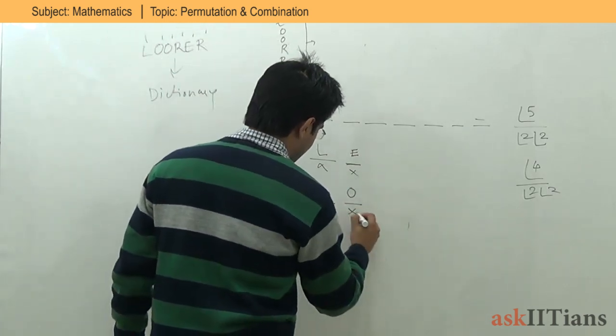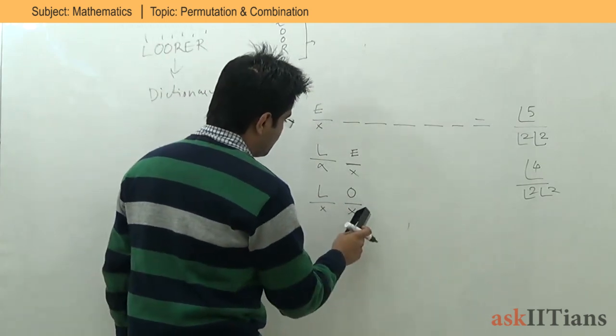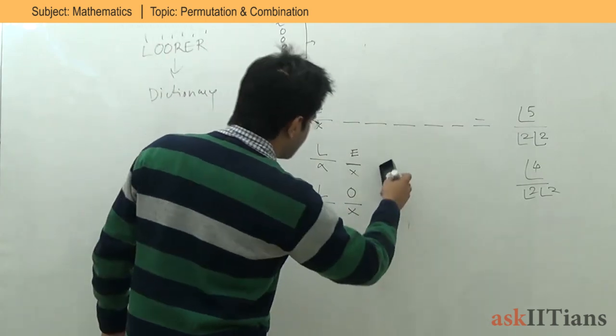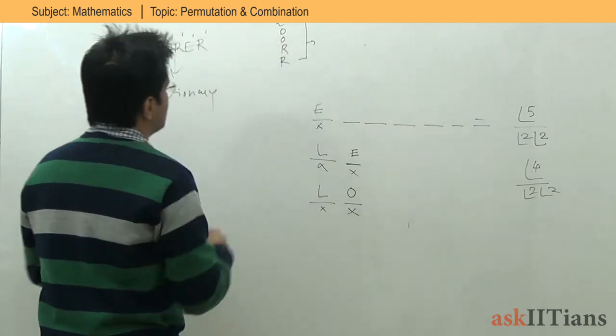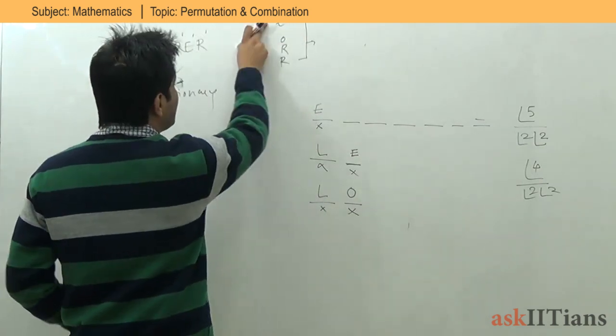Now after L and O, we have to again look in the dictionary at what letter is coming from the start. Okay, so we have fixed L and we have fixed O. Now what letter will come? E will come.